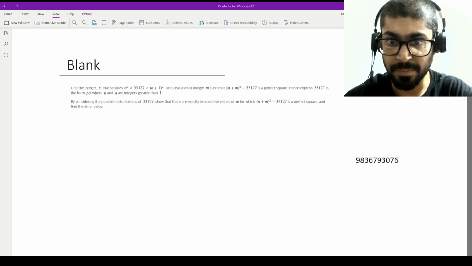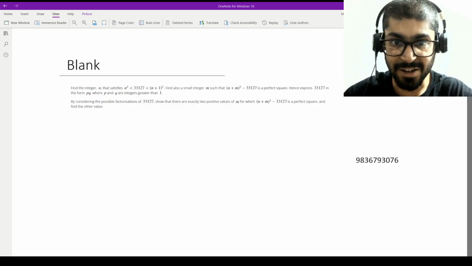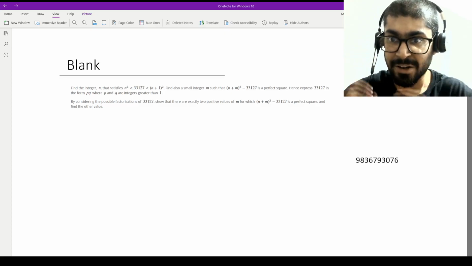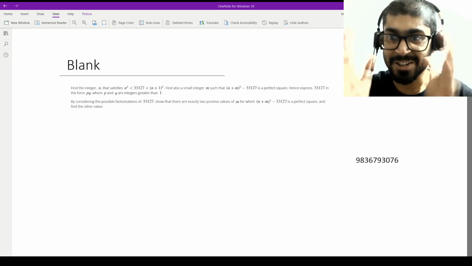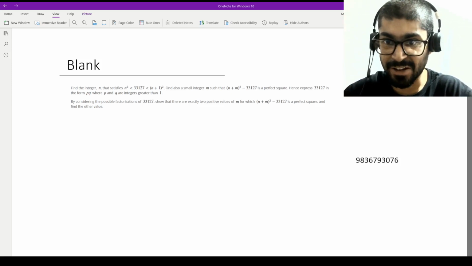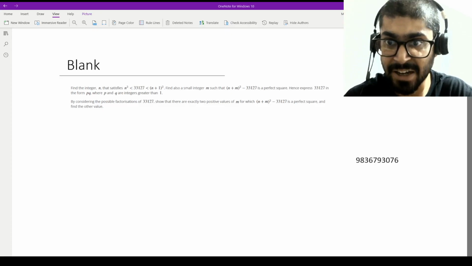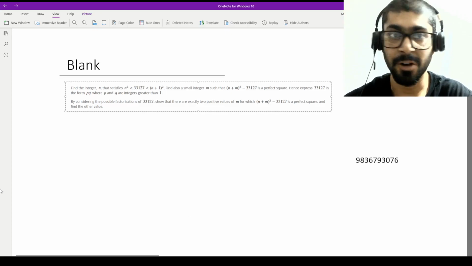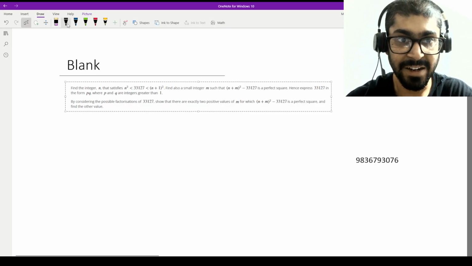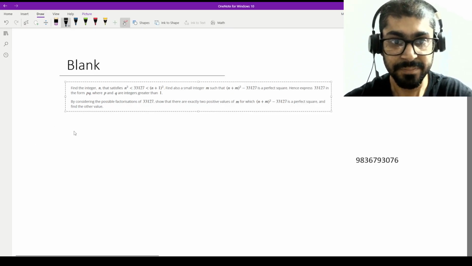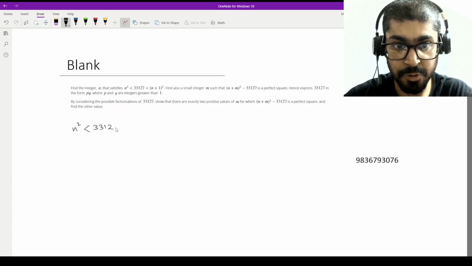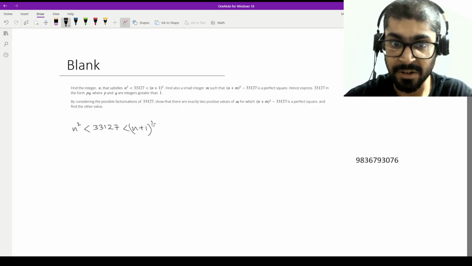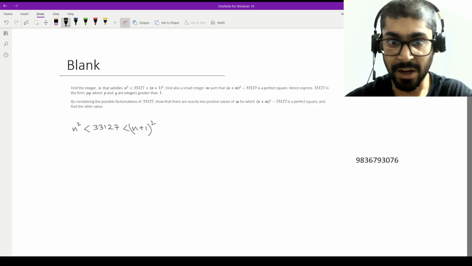Bear with me as the question appears to be a bit smaller in font size. That's because it was a lengthy question and I had to shrink it down so that the camera does not interfere with it. Now I'll read that question out, which will make it much easier for you all to follow. It says: find an integer n such that n square less than 33127 less than (n plus 1) whole square is satisfied. This is what we have to calculate.